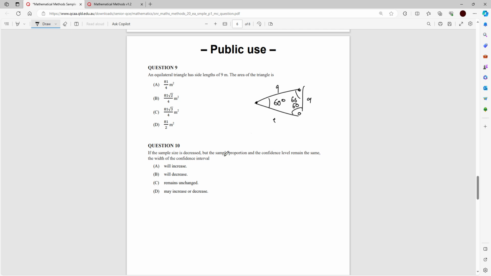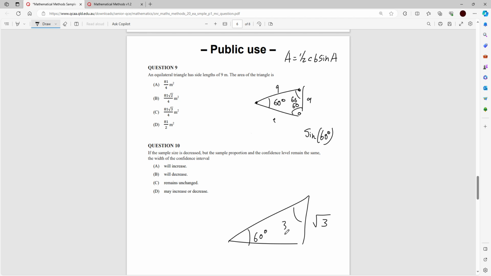Okay? So using our formula here, area equals a half cb sine of A. My angle is 60 degrees. Now, you can work out sine of 60 degrees without a calculator if you remembered your special triangles. So the special triangle, your 30-60 triangle: 60 degrees, root 3, 30 degrees, 1, and 2. Okay? So sine is opposite on hypotenuse. So sine of 60 is the square root of 3 on 2.